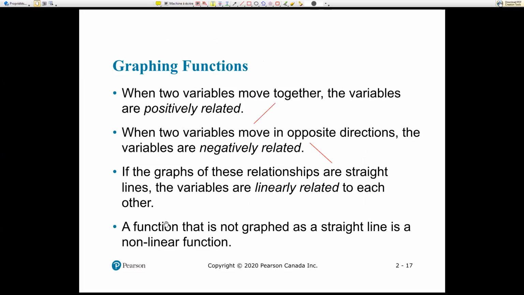So if it's not a straight line, it's what we call a nonlinear function. That would look like this, for instance. Imagine that it's perfectly curved. Now I cannot draw a perfectly curved one, but like this would be one, or like this would be one, for instance. Those sorts of things are nonlinear functions.